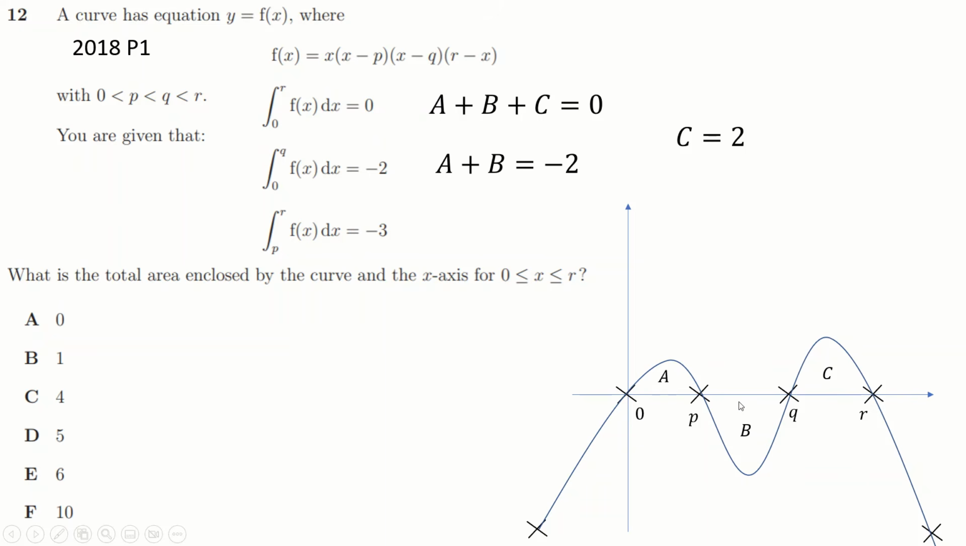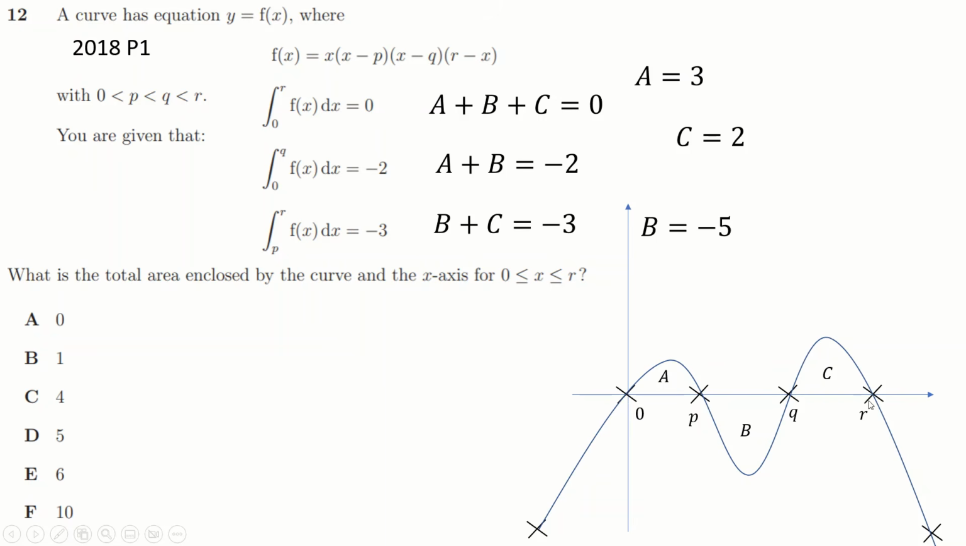And then here, between R and P, B plus C is minus 3. But if C is 2, that makes B minus 5, which is good because I want it to be negative. And then if this is this and this is this, I can get that A is equal to 3. 3 plus 2 is 5, minus 5 is 0. And what's the area between 0 and R?